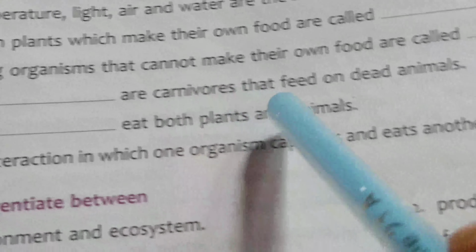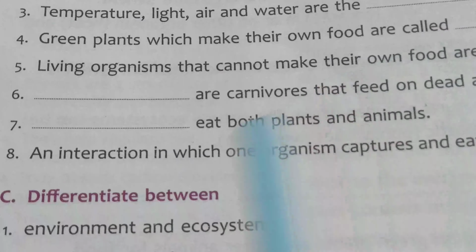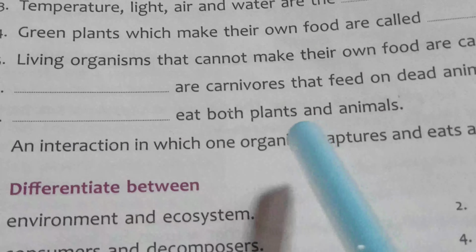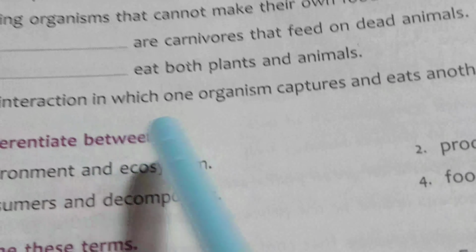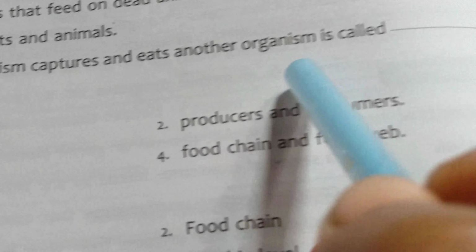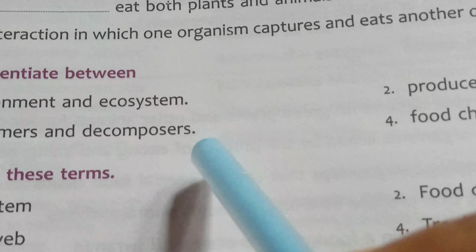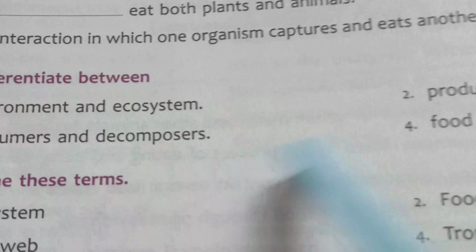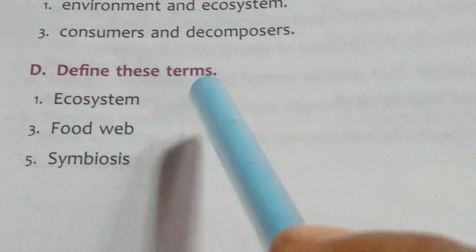Dash are carnivores that feed on dead animals: scavengers. Dash eat both plants and animals: omnivores. An interaction in which one organism captures and eats another organism is called predation. Next, differentiate between. Students, you will learn the differences between each of the following from your book. Next, define these terms. First, ecosystem.